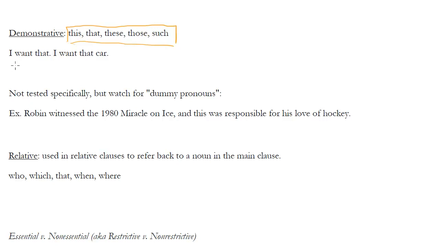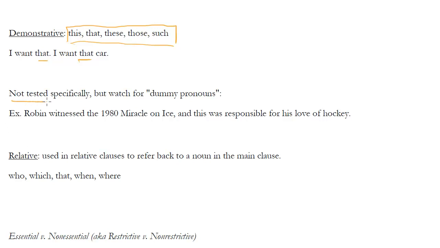So for instance, I could say, I want that, as I point to some car on a lot. Or I could say specifically, I want that car, right? So that, this, or those can be used just by themselves to indicate something. Here it's not so much a referential pronoun because there's nothing in the sentence that it's referring to. It's more something in the environment. Or I could use it almost as an adjective: I want that car, right? That particular car, not any one of those other cars.